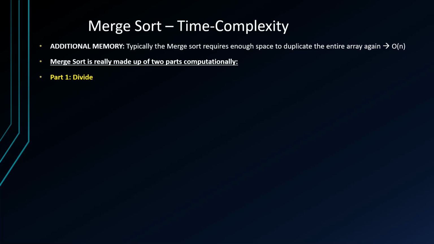All right. Now, we said that the merge sort is really made up of two parts computationally. It's made up of those two pieces, the divide and then the merge. So what does it cost for each? And then we're going to combine them together. So let's see what the division cost is.